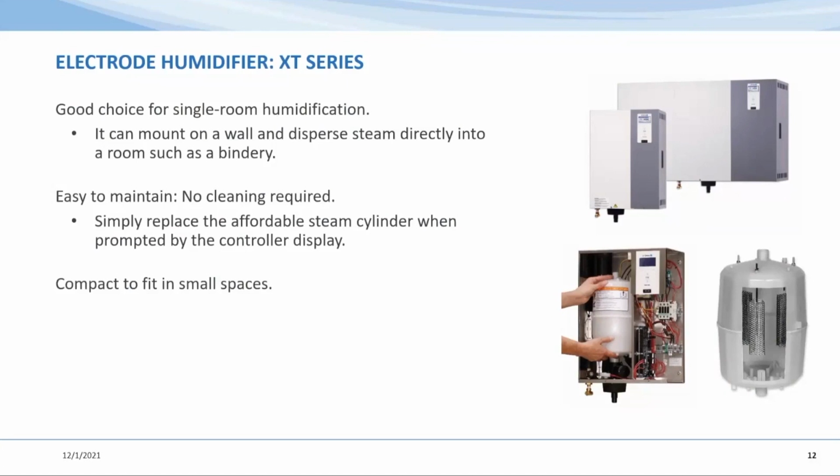But really the advantage of this electrode series is it's easy to maintain. There's no cleaning of tanks. There's no scraping away or using chemical cleaners to remove potential scale. This is as simple as replacing that canister as prompted by the controller display. With this advantage of a combined space distribution unit, it can fit into a small, compact space and have minimal steam absorption distance.